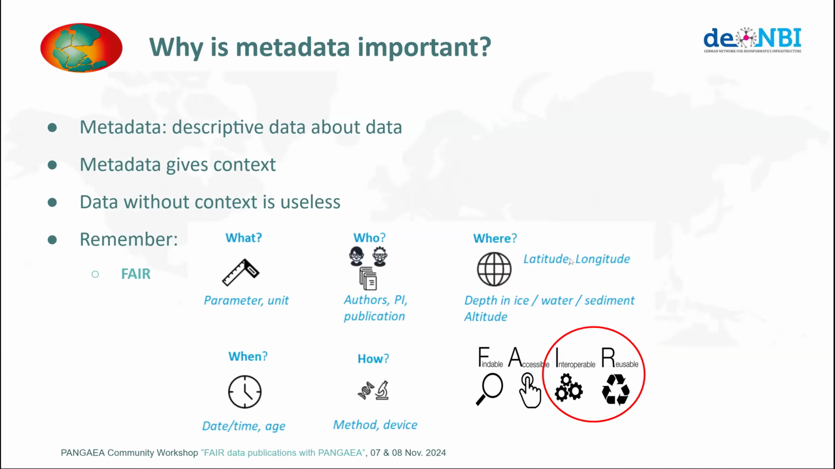Then where? Typically the important metadata are latitude and longitude when we're talking about data coming from Earth's environmental research. And we mustn't forget about the third dimension, so depth or altitude, elevation. Then comes the metadata describing when. Typically that would be a timestamp, date and time. But because we are also dealing with lots of geological data, it could also be geological age, for example. And how? These are metadata describing the methods and devices, exactly.